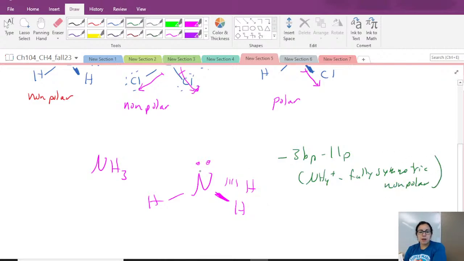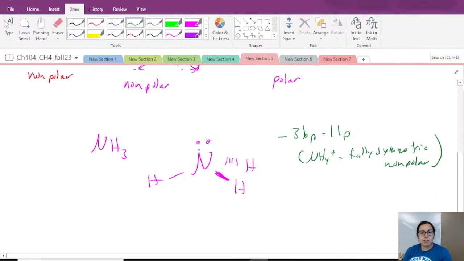But then what do we think about this one? If you're noticing, it's not fully symmetric. We have this lone pair group here. So what do we think? Polar. Excellent.